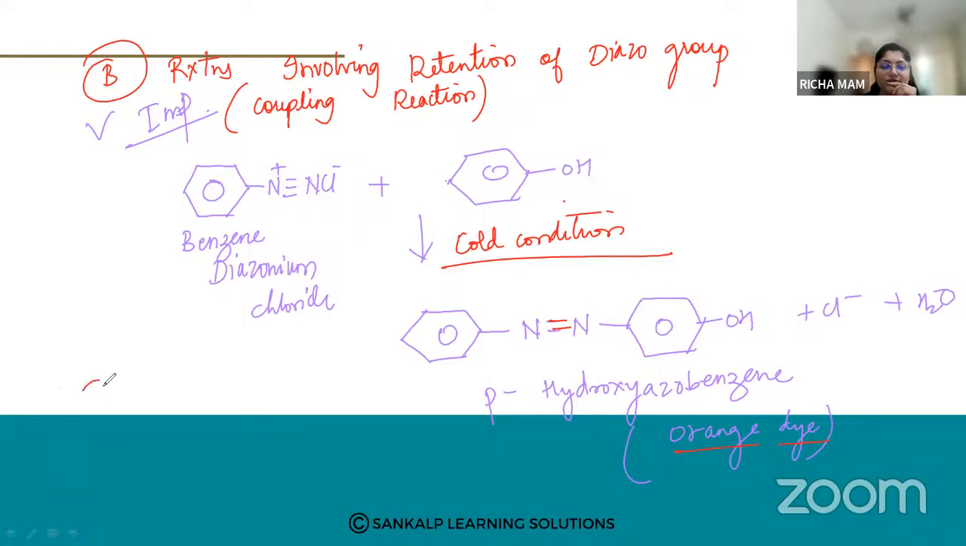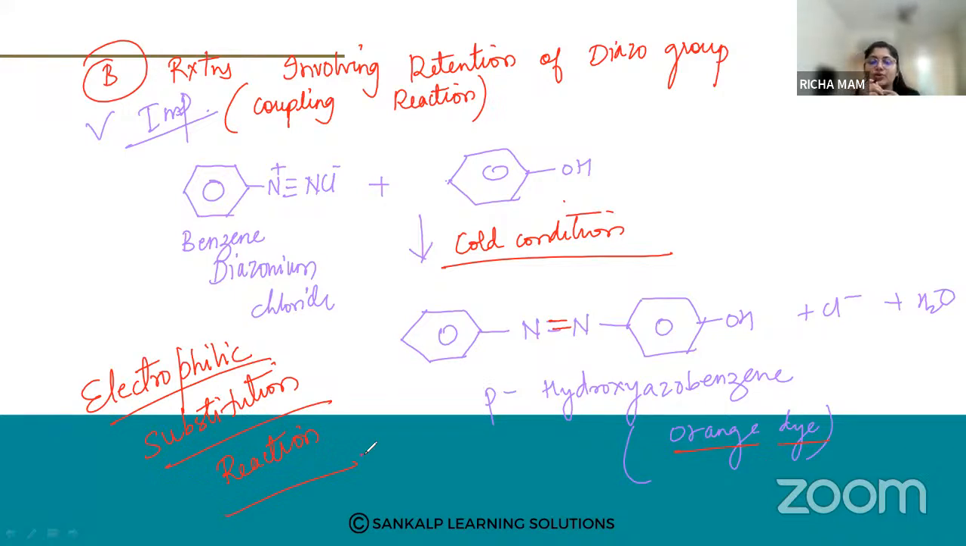And this is an example of what? This is an example of an electrophilic substitution reaction. Remember this, don't forget it. So here we have kept the N2 group, right? Whatever N2 group is there, we have retained it. We have not replaced it. So this is another important reaction, which is a coupling reaction.